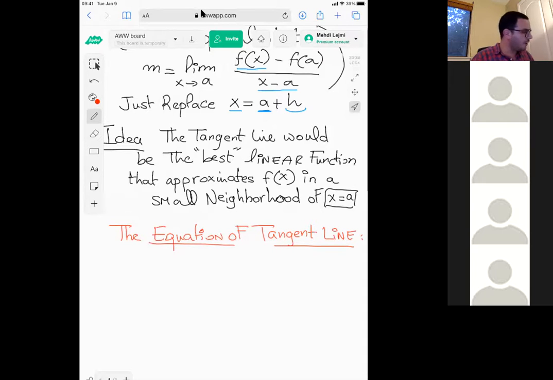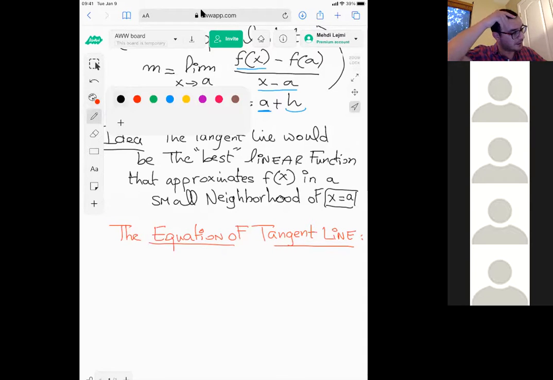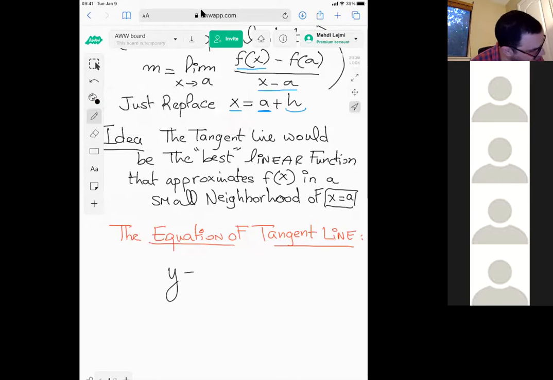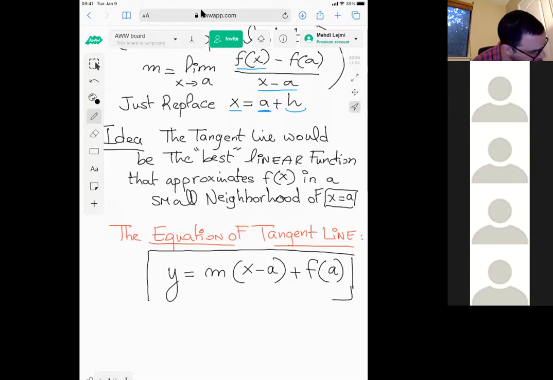So we said the equation is the following. We said it's actually y. It's a line. So remember, guys, equations of lines are of the form y equals ax plus b. So a would be the slope, right? So the equation of the tangent line is actually y equals m, that's the slope, times x minus a plus f of a, right? So this is the equation of the tangent line to f of x.